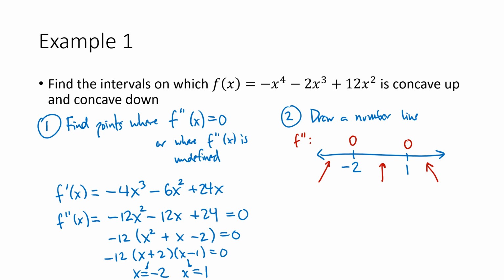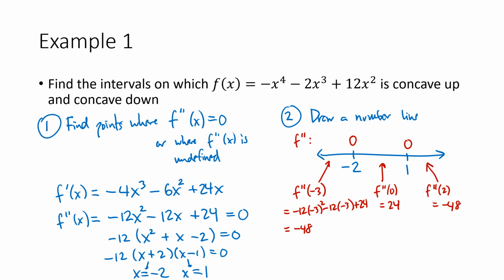So let's pick a number less than -2. How about -3? So f double prime of -3, that's going to be -12 times (-3) squared minus 12 times -3 plus 24. And again, I'm going to put all that in my calculator, and that's going to work out to be -48. Continuing, now I need to pick a number in between -2 and 1. How about 0? f double prime of 0, again, I'm using my calculator here, that works out to be 24. And then let's pick a number bigger than 1. How about 2? And again, I plug in 2, and I get -48.